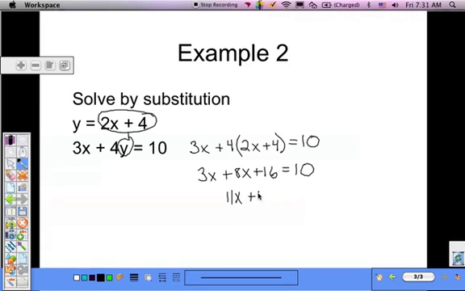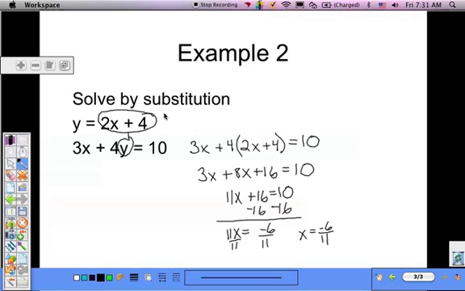11x plus 16 equals 10. Minus 16, minus 16. 11x equals negative 6. Divide by 11, divide by 11. x equals negative 6 over 11. And we have our x coordinate.